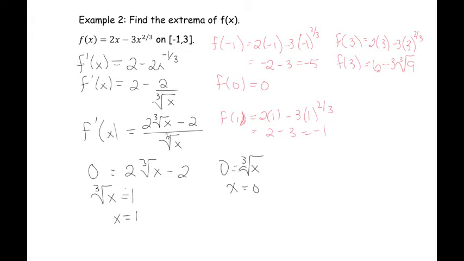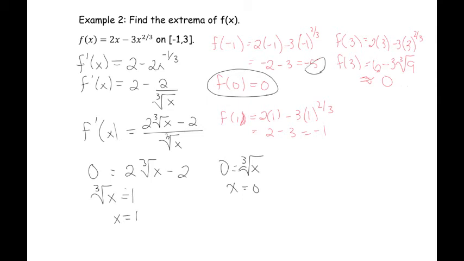The cube root of 9 is around 2 point something, so this is going to be pretty close to 0. It's a little less than 0, but it is not lower or higher than any of the other values. It's slightly less than 0. So actually our highest value will be f of 0 equals 0, and our lowest value will be negative 5.